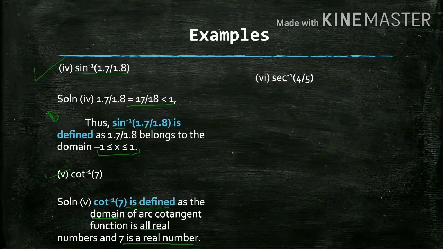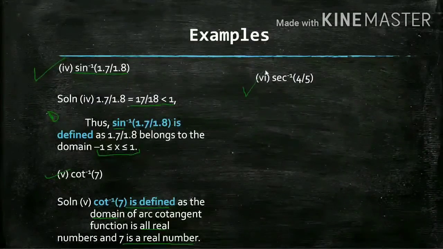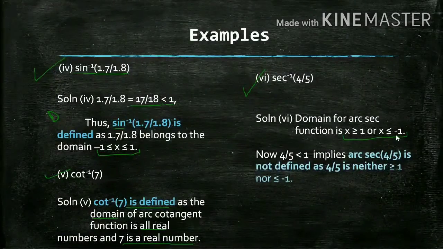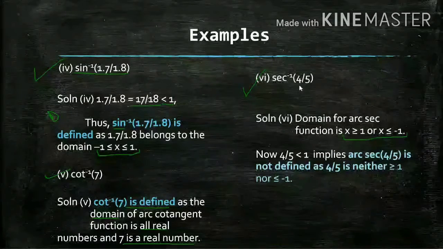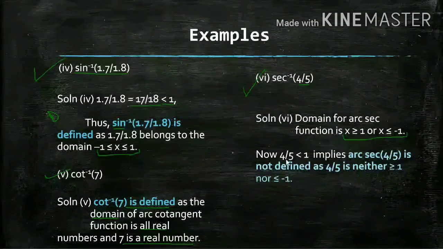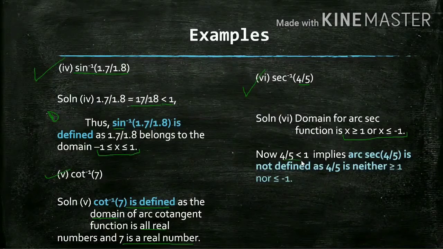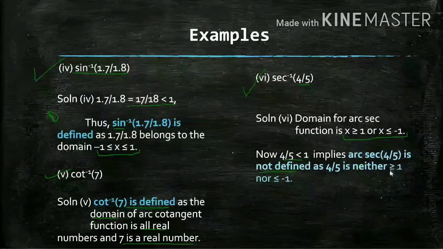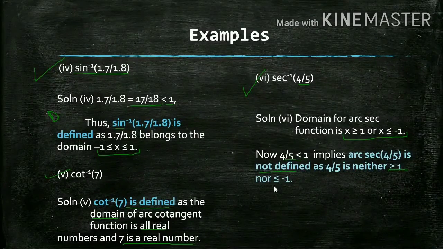Next, sec inverse 4 by 5. Again, the domain for the sec inverse function is the same for cosec as well: less than or equal to minus 1, or greater than or equal to 1. And 4 by 5 is less than 1, which is the wrong thing, because it is neither greater than or equal to 1 nor less than or equal to minus 1. So that's why it is not defined.